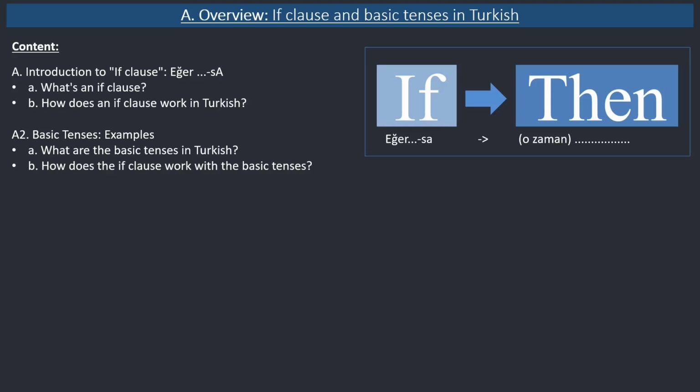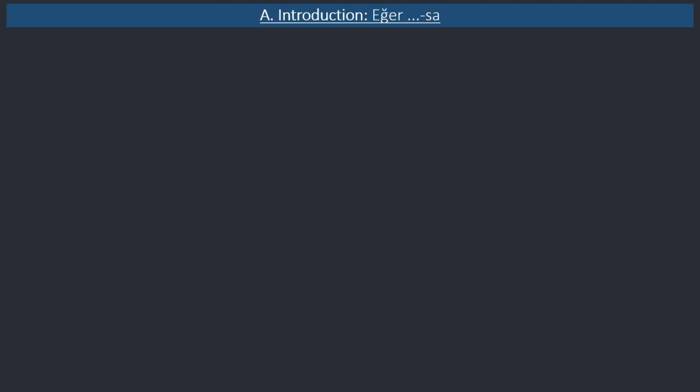So if clause is basically, as you can see in the image, like if this, then that. If a condition happens, it will have a result. A result will happen in case the condition happens. So let's just go and have our definition.